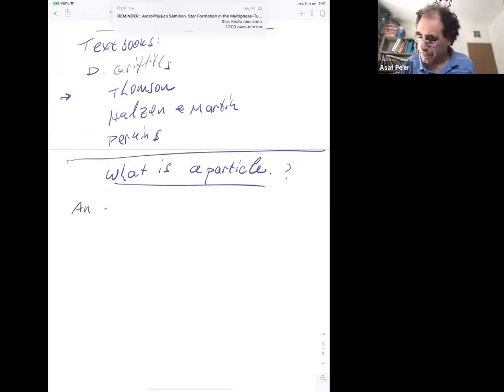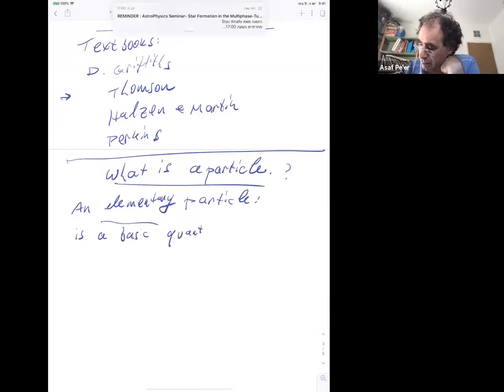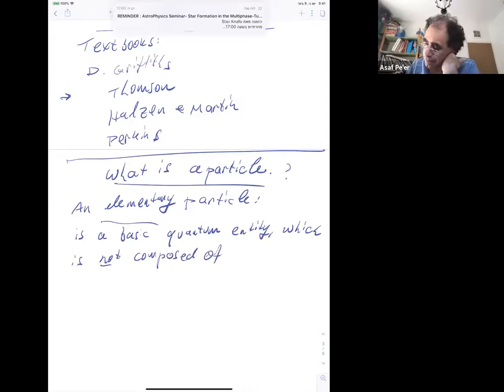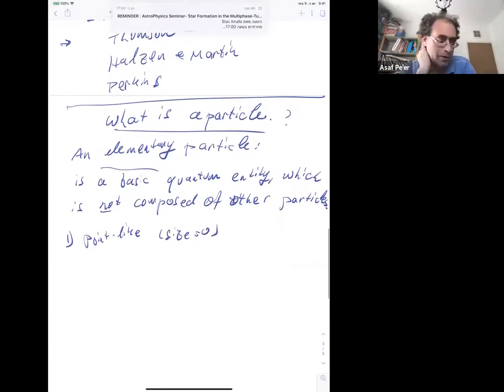So an elementary particle, essentially, is a basic quantum entity which is not composed of other particles. First, it's a point-like particle, so zero size. Of course, it's not really zero. In string theory, particles would have a typical length scale of about 10 to the minus 35 meters. But for us, this is going to be zero.